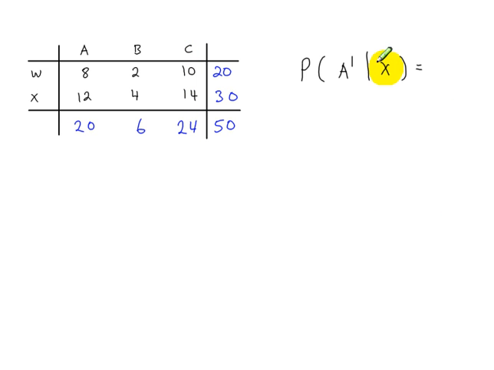Again, if we start with event X, the one on the right hand side, it's something out of 30, that's the total for event X, and then you're looking for the event A dash. A is in a column, so not including this. So if you look at events B and C, they're in columns, so where do the B and C meet up with X? Well, they meet up on the 4 and the 14.